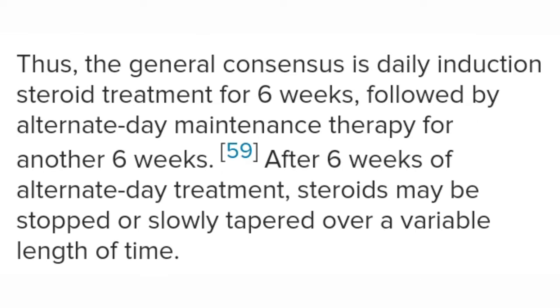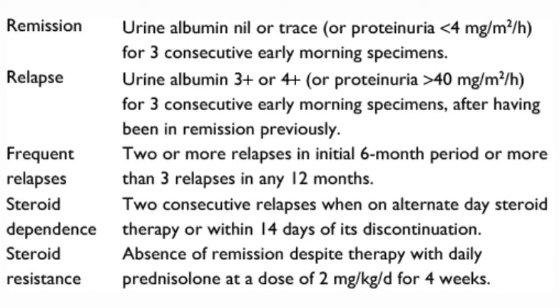In general consensus, the important practical point is what you should do. You will give the daily dose therapy for a 6-week period. So you will give 2 mg per kg per day for 6 weeks, and then shift to alternate day therapy, that is 1.5 mg per kg for 6 weeks, and then you should stop. That is the practical point. If the patient has simple nephrotic syndrome and is responding, you can go through the definitions of response, remission and relapse from the book. So 6-week daily dose, 6-week alternate day therapy, and then stop.